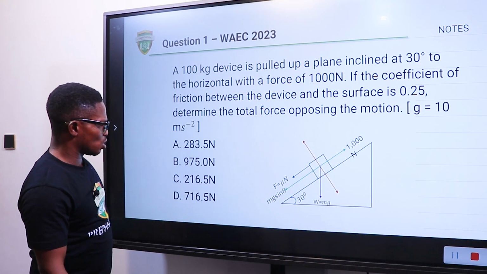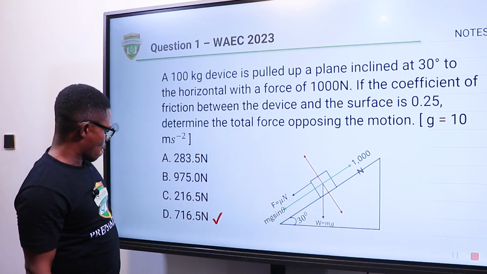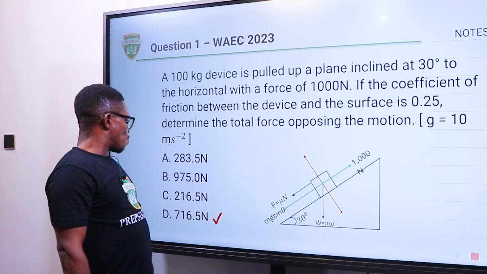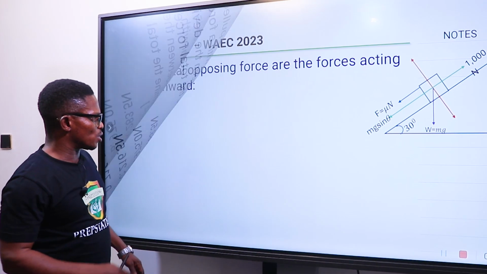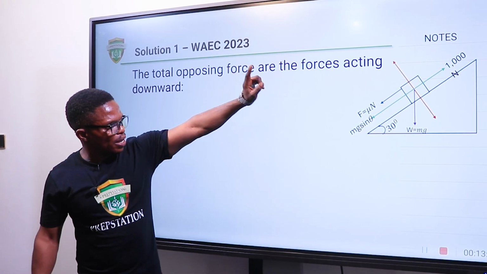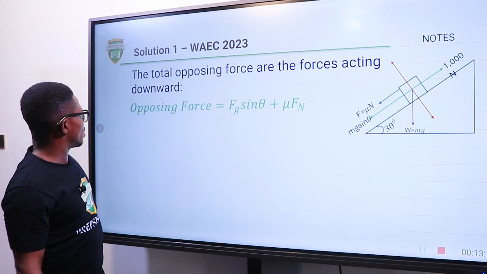So the answer to this question is 716.5 Newton. Don't panic, I'm going to show you how to do that. So let's go to the next slide. Now that is the inclined plane. I told you there are 3 forces, 1, 2, 3. So how do we solve this?